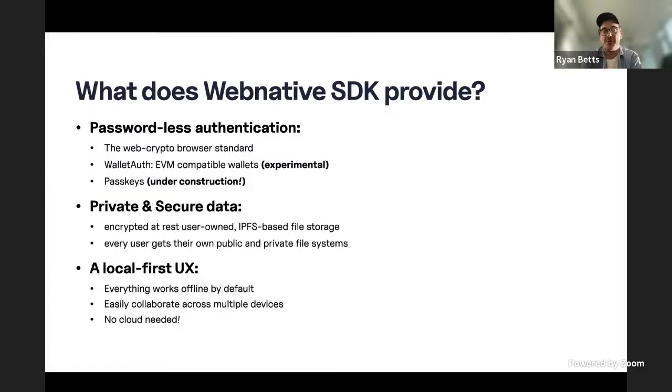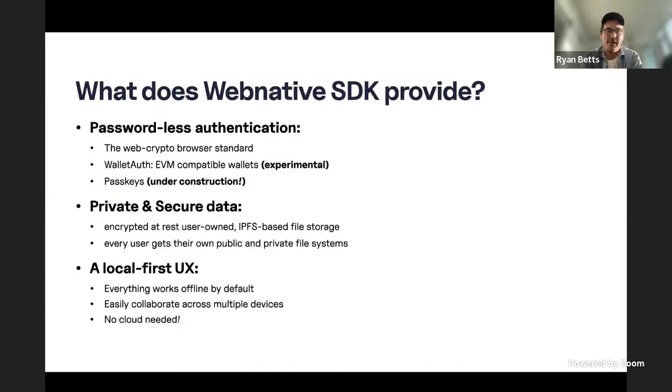The second one, which is what we'll be diving into today, is wallet auth. So this is an auth strategy that works with EVM compatible wallets. Presently, the only wallet client that supports it is MetaMask, so this is experimental, but we're excited to see it stabilize as new standards emerge. And then finally, passkeys, which is under construction right now, and we can talk about in another session in the future.